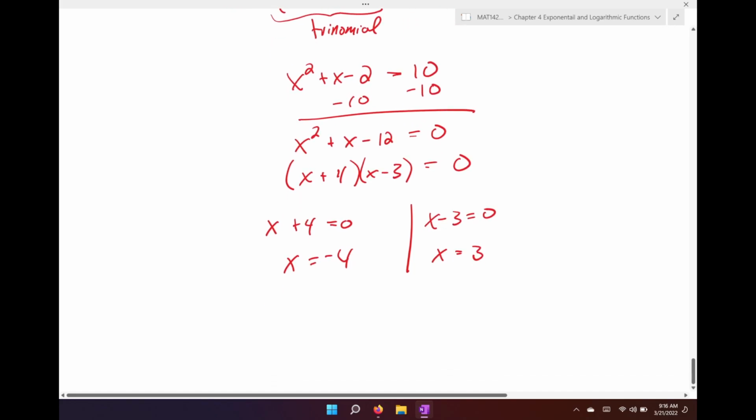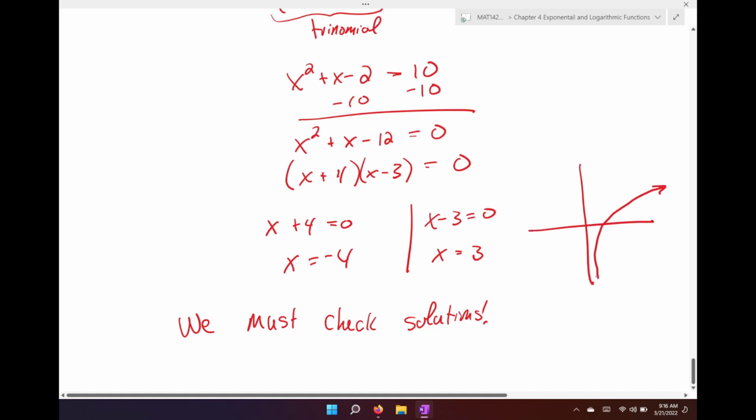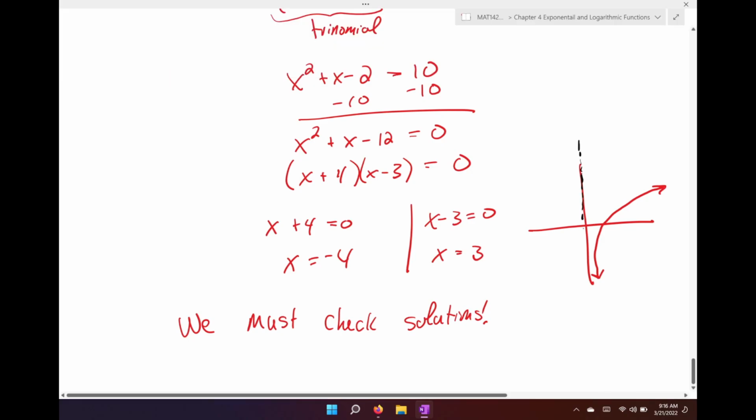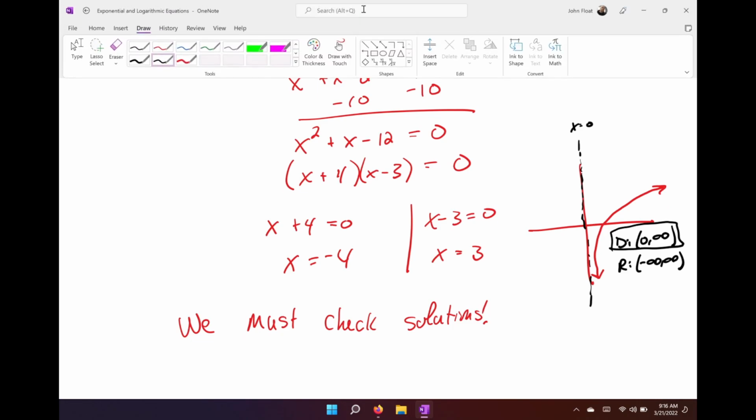And the one thing you always have to do with logs is check solutions. All right, we've got to check solutions. And the reason for that is, by definition, the log looks like this graphically. And you have to remember, there is a vertical asymptote here at x equals 0. Our domain is 0 to infinity, and the range is negative infinity to infinity. The problem here is the domain is restricted. You're only allowed to have positive values of x. So we need to go ahead and check our solutions.